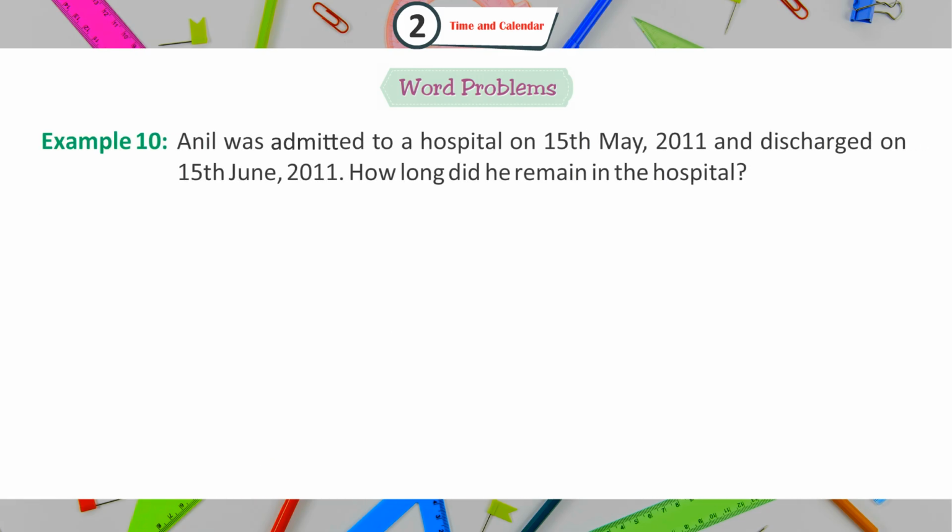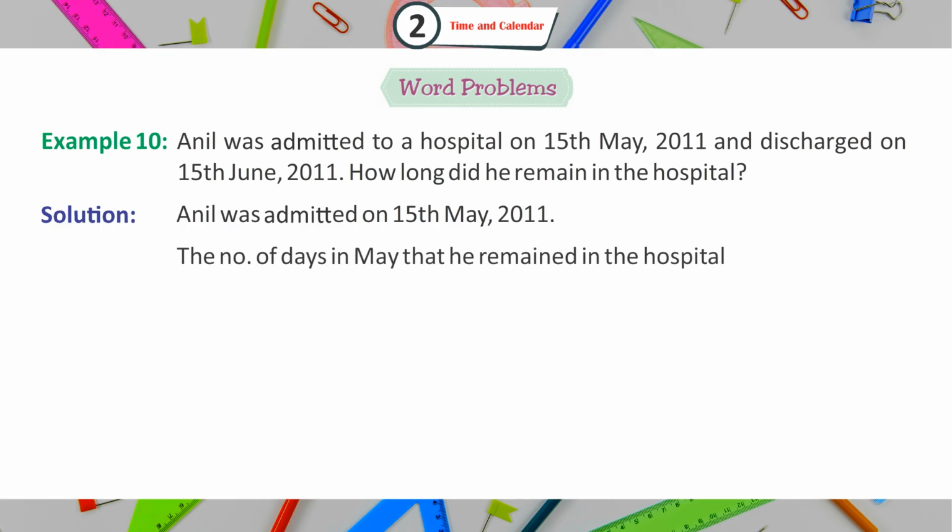Example 10. Anil was admitted to a hospital on 15th May 2011 and discharged on 15th June 2011. How long did he remain in the hospital? Solution. Anil was admitted on 15th May 2011. The number of days in May that he remained in the hospital is from 15th May to 31st May, which is equal to 17 days.